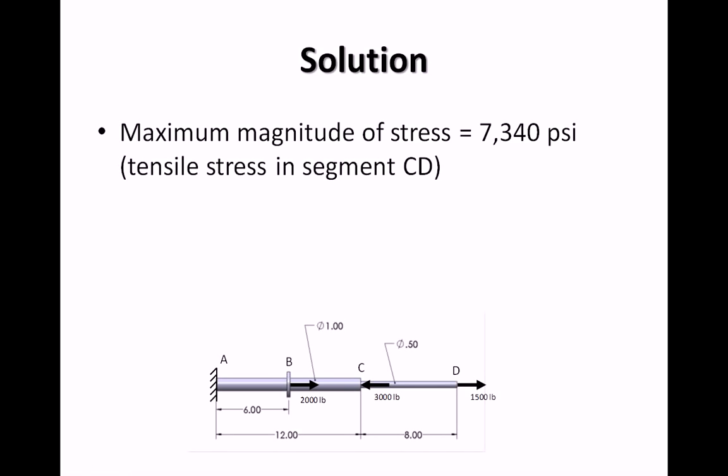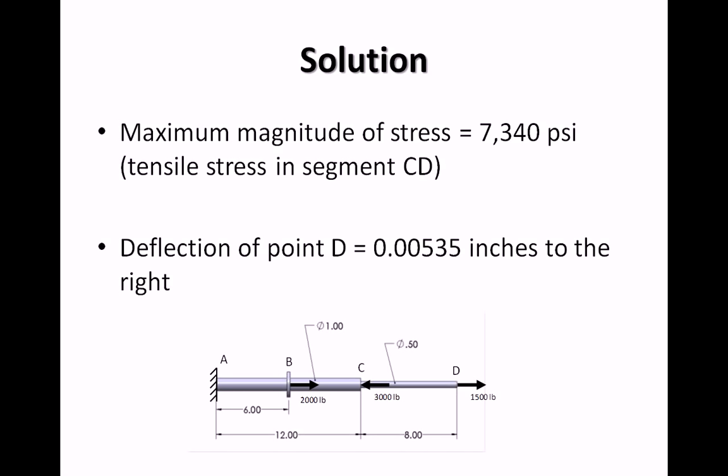So our answer, first of all: the maximum stress was tensile, so the maximum magnitude of stress, 7,340 psi, occurs in that smaller diameter segment CD. And how does point D displace? Because the total bar stretches by this amount, the deflection of point D is going to be 5/1000ths of an inch, a little more than that, to the right.